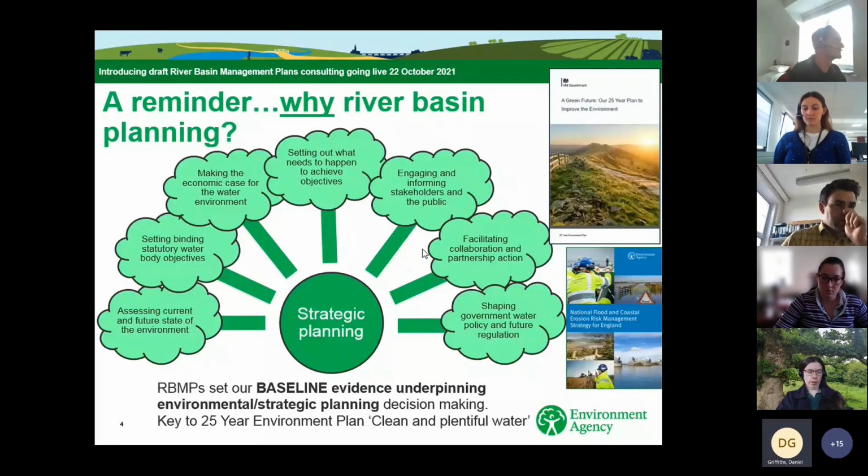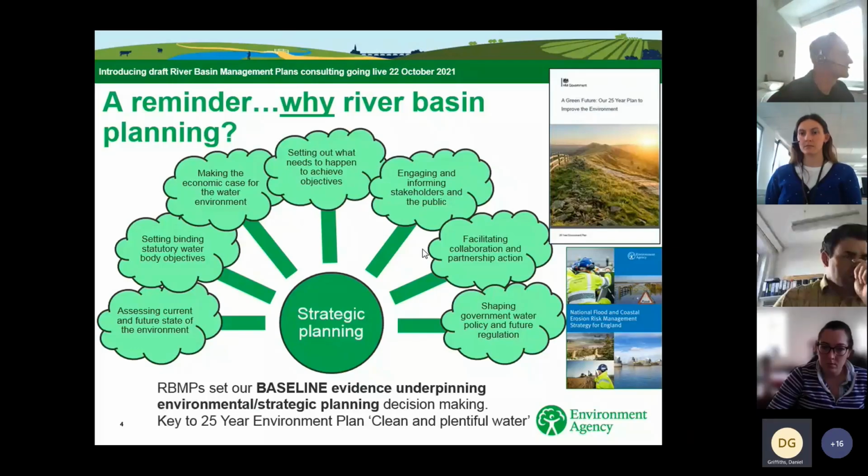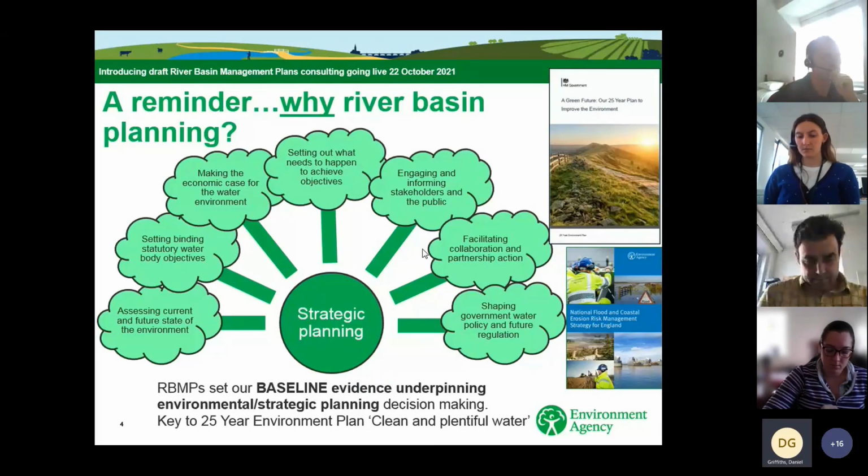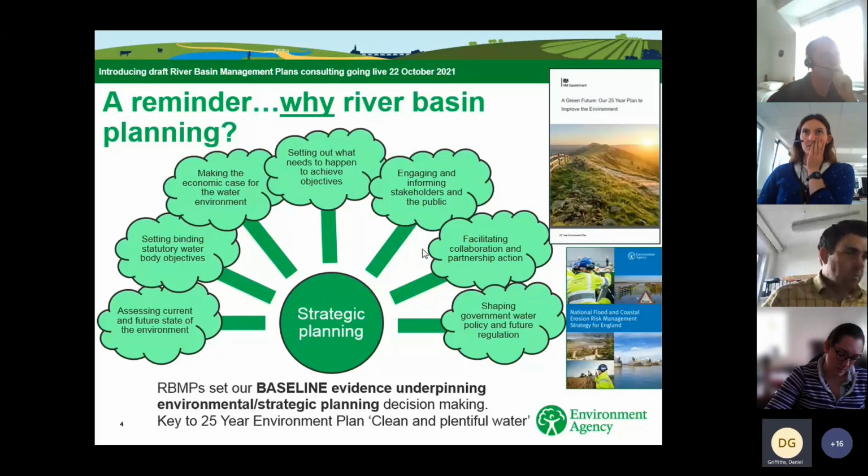River Basin Management Planning is really at the heart of everything we're doing water quality and water resources wise. It gives us baseline evidence that underpins a lot of the decision making that we do, in terms of permitting, and also where we're prioritising environmental action. An awful lot of that originates from the evidence that the document includes.